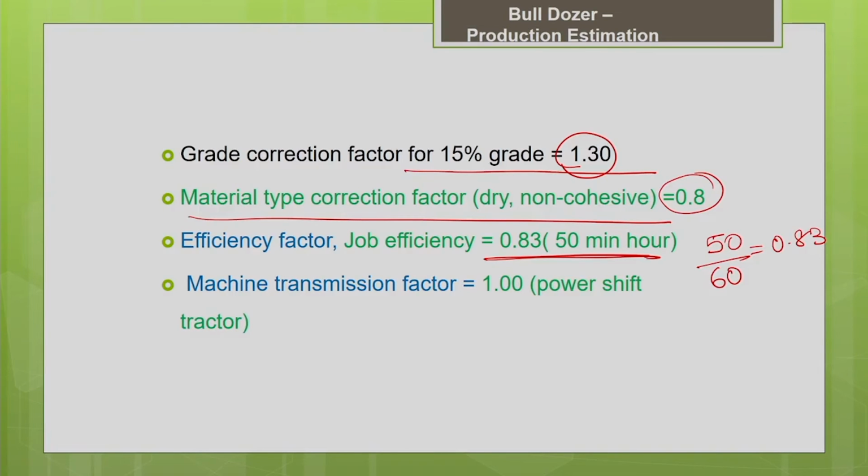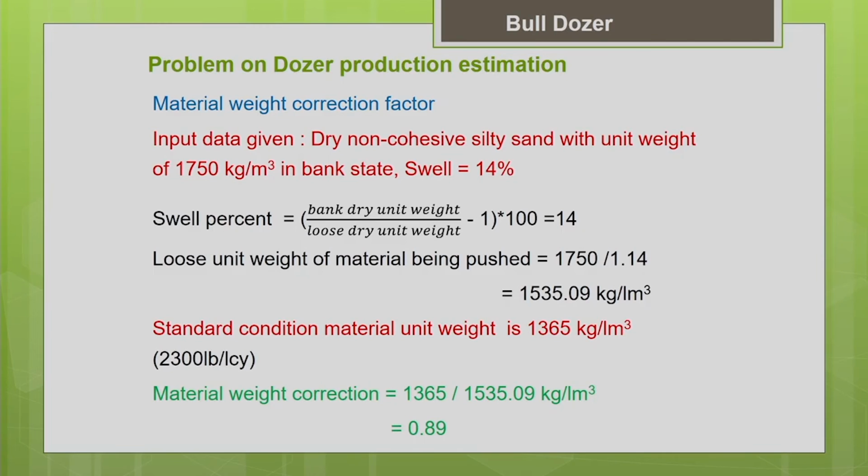Then machine transmission factor. So, in this problem also it is automatic gear change, power shift mode. So, you need not apply any correction factor. So, it is just 1. It is same as the ideal condition. In ideal condition also it is power shift mode, here also it is power shift mode. Now, another important correction factor which we are yet to determine is material weight correction factor. As I told you, in this project we are going to deal with non-cohesive silty sand. Okay. Its unit weight is given as 1750 kg per meter cube in bank state.